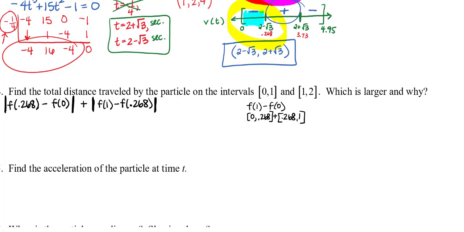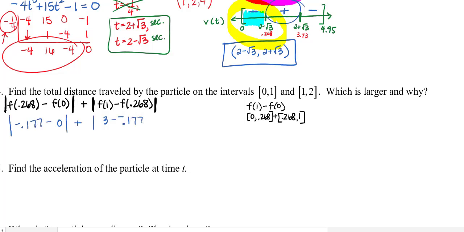So again, let's use our technology to help us find these values, some of which we already found above. I already know f of 0 because I found that above to be 0, and I already know f of 1 because we found that to be 3. So really the only thing I need to calculate is f of 0.268. Keep in mind you're on the original function, not on velocity. F of 0.268, or that 2 minus square root of 3, is negative 0.177 if I round to 3.